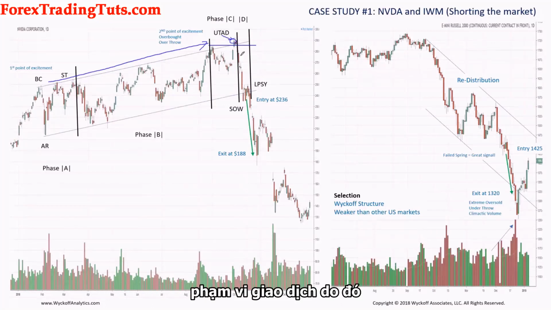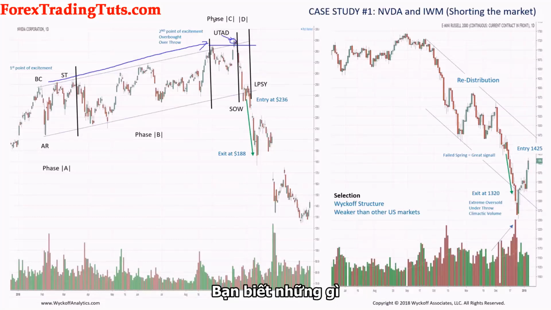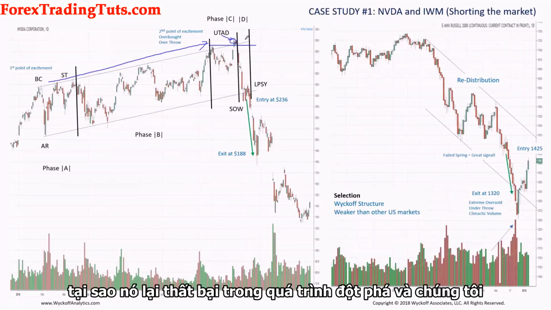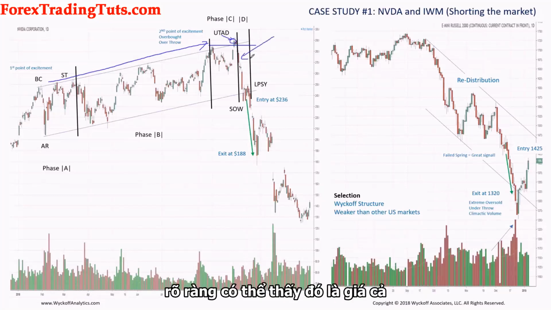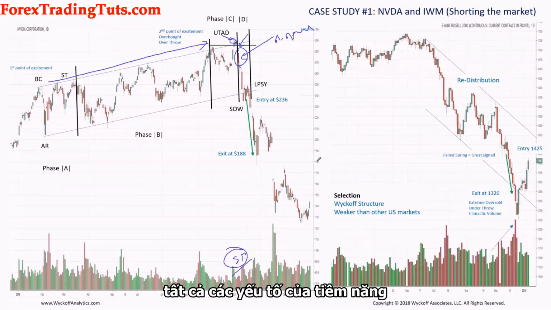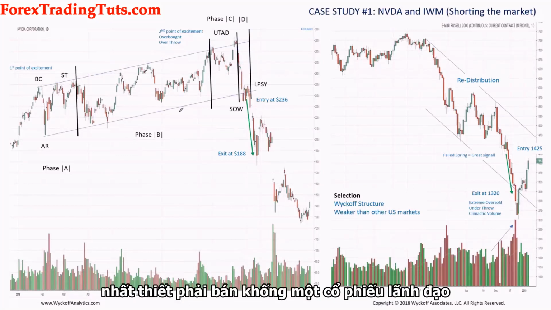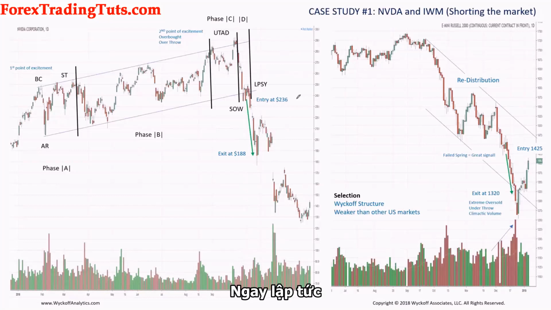So therefore, a question here is, why would this happen? If the stock is so strong, why is it failing on the breakout? And we obviously could see that as the price goes back into the trading range, there is a gap, there is a down spread that is increasing, and also supply is increasing. Those are all elements of potential institutional selling. So we want to make sure that we are not necessarily shorting a leadership stock right away.